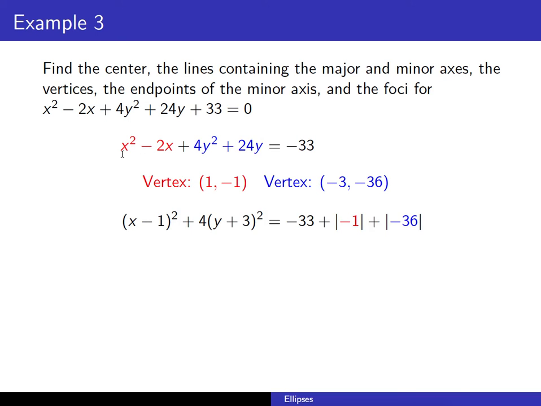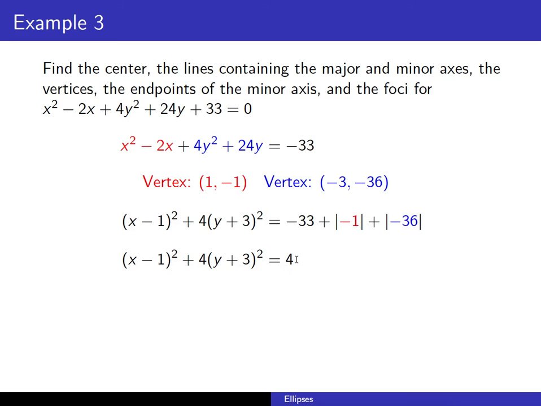So we have a 1 in front of the x squared, so 1 times (x minus 1) squared, plus the 4 that's in front of the y squared, we'll bring down 4 times (y plus 3) squared equals, we have negative 33 plus the absolute value of negative 1 plus the absolute value of negative 36. So when we simplify the right-hand side, we get (x minus 1) squared plus 4 times (y plus 3) squared equals 4.